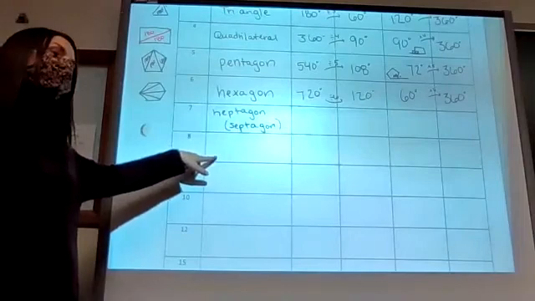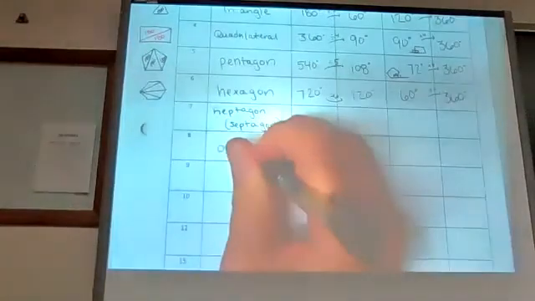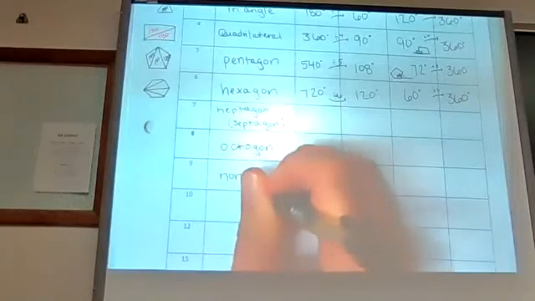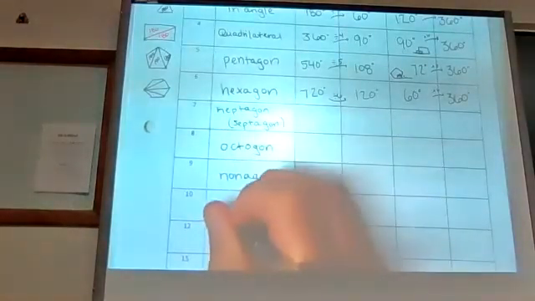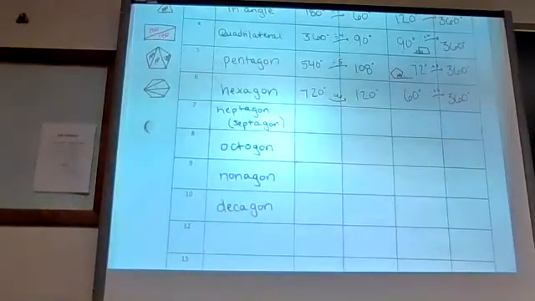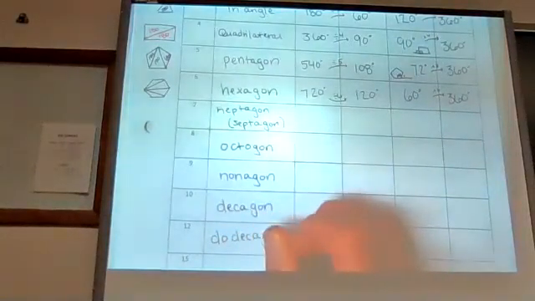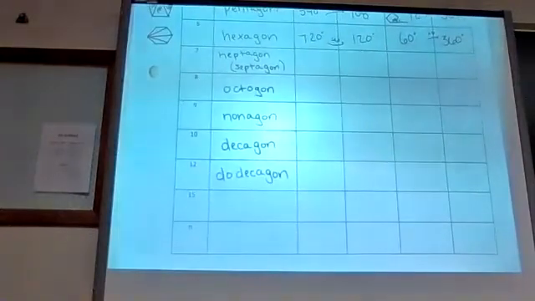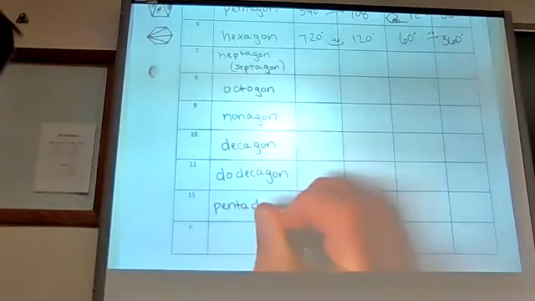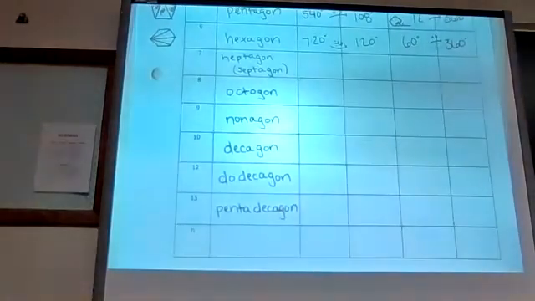Now, before we go on, what's an 8-sided? It's a stop sign. Octagon. An octagon. 9-sided is a nonagon. 10-sided is a decagon. 12-sided is a dodecagon. 15-sided is a pentadecagon. We're leaving that last one blank right now.